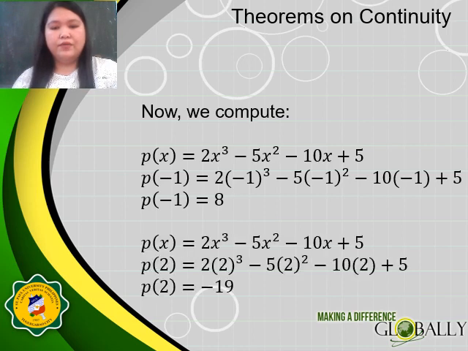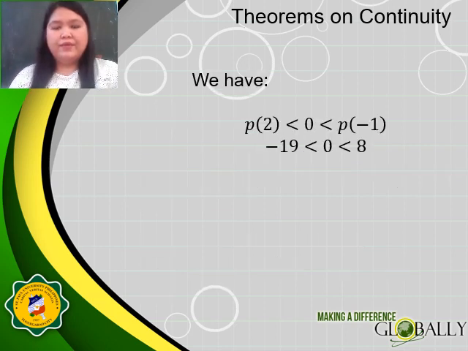And for the value of p of 2, we have -19. With this, we have already satisfied our second condition that m is equal to 0 must be in between p of -1 and p of 2, and that is 0 is greater than p of 2 but lesser than p of -1, or 0 is greater than -19 but lesser than +8. We have also satisfied our first condition, which states that the function must be continuous. Since our function is a polynomial function, and Theorem 1 states that all polynomial functions are continuous everywhere.